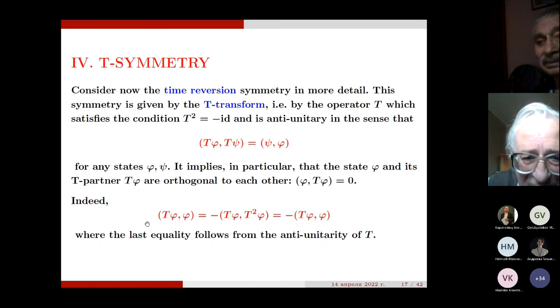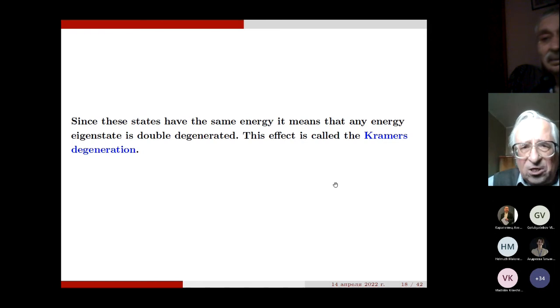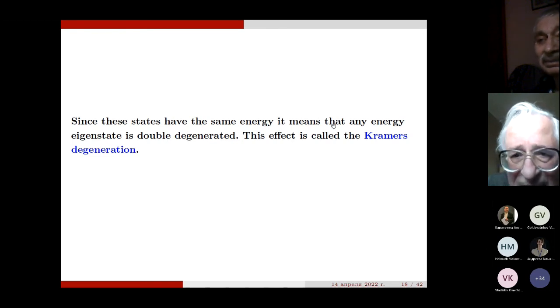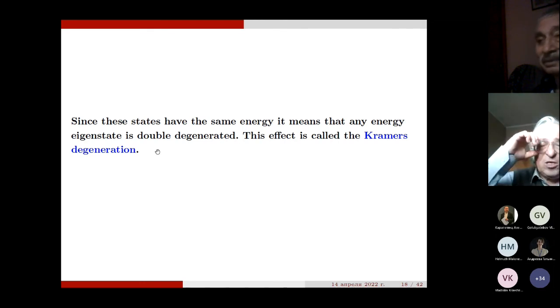Indeed, if we consider this inner product, <T phi, phi>, we can write it using T squared equals minus identity, and then we use this anti-unitary relation. We just change the places, and what we get is the following. So we have here <T phi, phi> and here minus <T phi, phi>. So it means that this scalar product is 0. Why is it so important? Because it means that these states have the same energy, first of all, and it means that any energy eigenstate is doubly degenerate. This is very important for the study of these T-symmetric insulators. This effect is well known in physics, and it's called Kramers degeneracy. So every energy eigenstate is doubly degenerate.